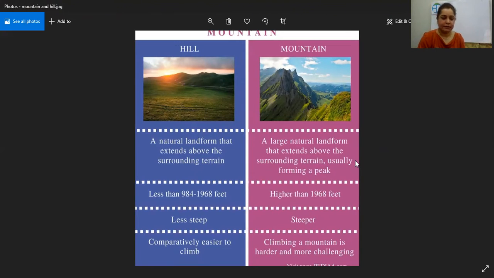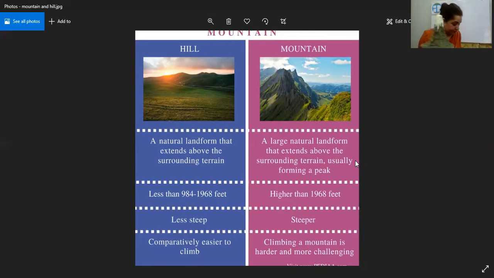Now, the right picture is of the mountain, right? And the left picture is of the hill, right? Now, these are the two things which we are discussing. Now, first of all, the mountain. This is a large natural landform that extends above the surrounding, and usually forms a peak. Now, this is called the peak, right? And this portion, can you see? This is the top portion. This is called a peak, right? The mountain's peak is this, which you can see over here, right?